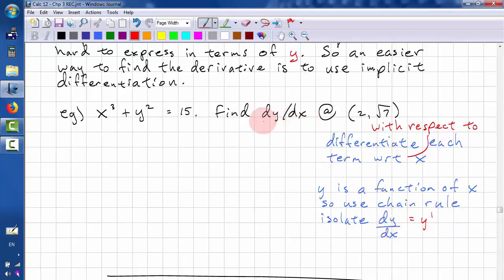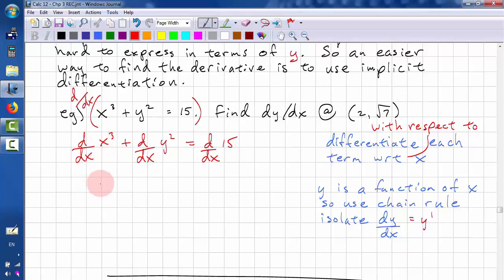Okay, so we want to find dy dx, but we need to do d dx on the whole expression. So really we want to do this, d dx. We'll break this up into terms: d dx of x cubed, plus d dx of y squared, and d dx of 15. Okay, we know how to do this. There's only x's involved, so we just use the power rule. So we have 3x squared.